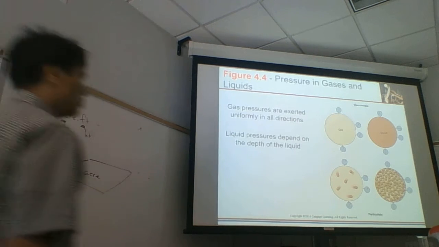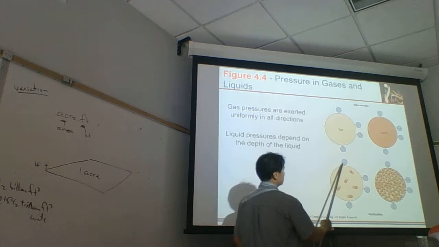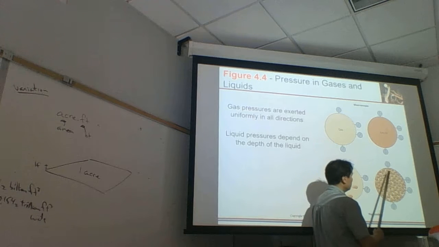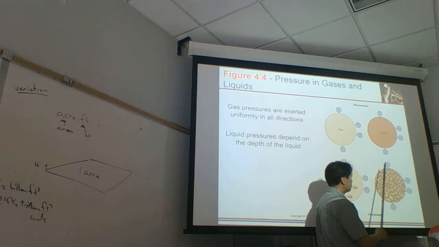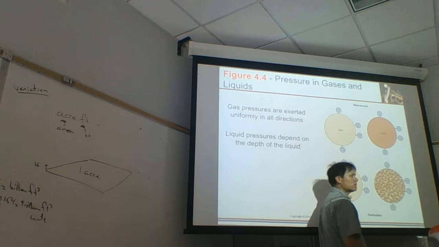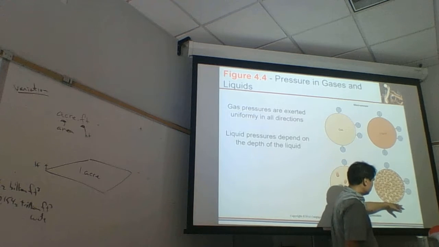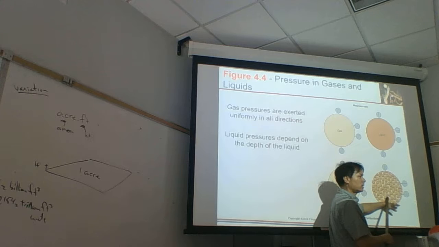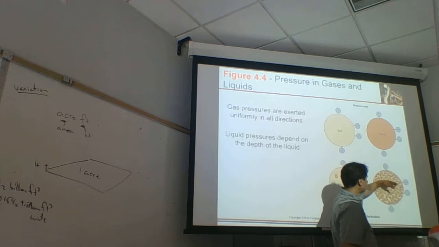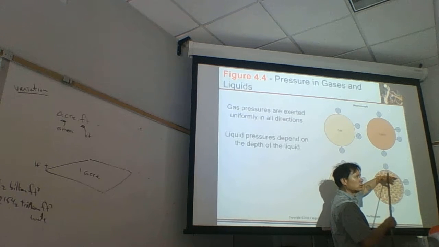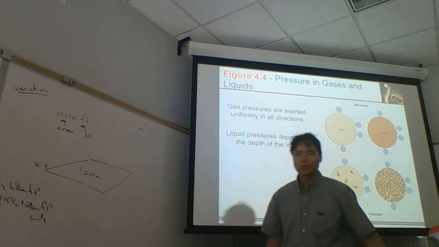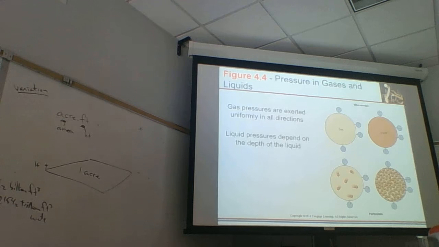Gases exert uniform pressure in the container. So the top and the bottom are the same pressure. However, liquids do not. The top of the liquid is going to weigh less than the bottom of the liquid. It's like in a swimming pool. If you're 9 feet under, you have all the weight of the water on top of you. It's going to generate high pressure. But if you're near the surface, you have a lot less water, a lot less weight on you. Weight is the same thing as pressure. Weight is a force.